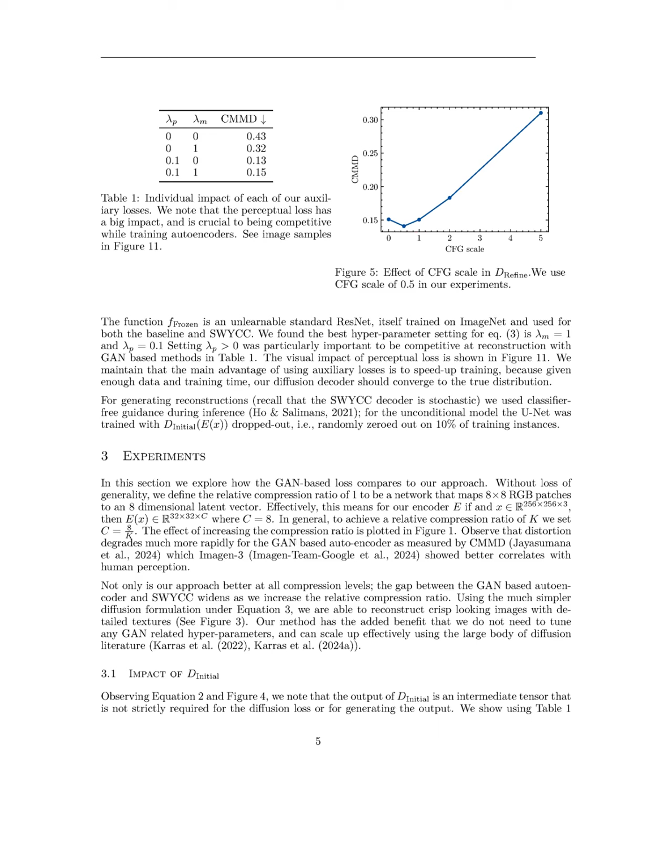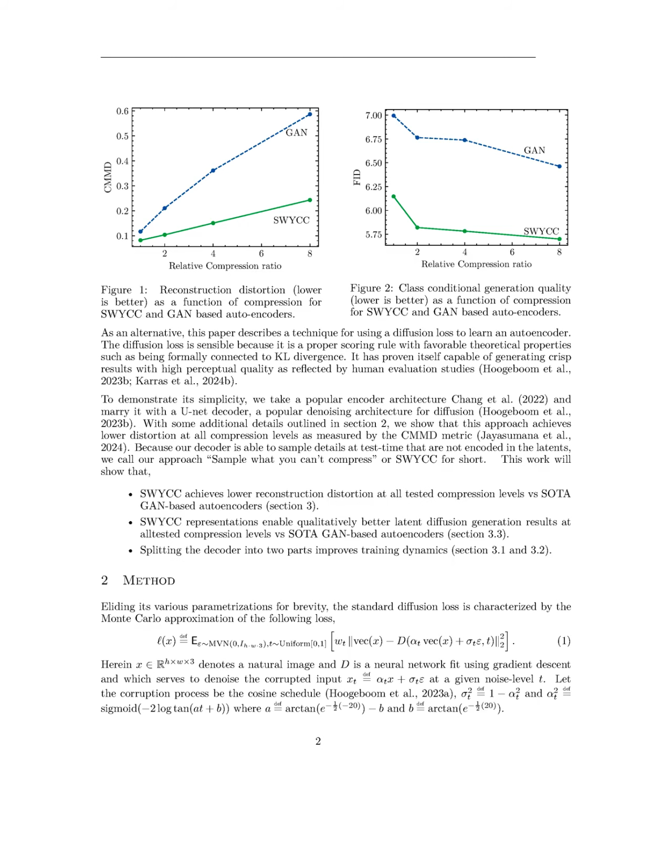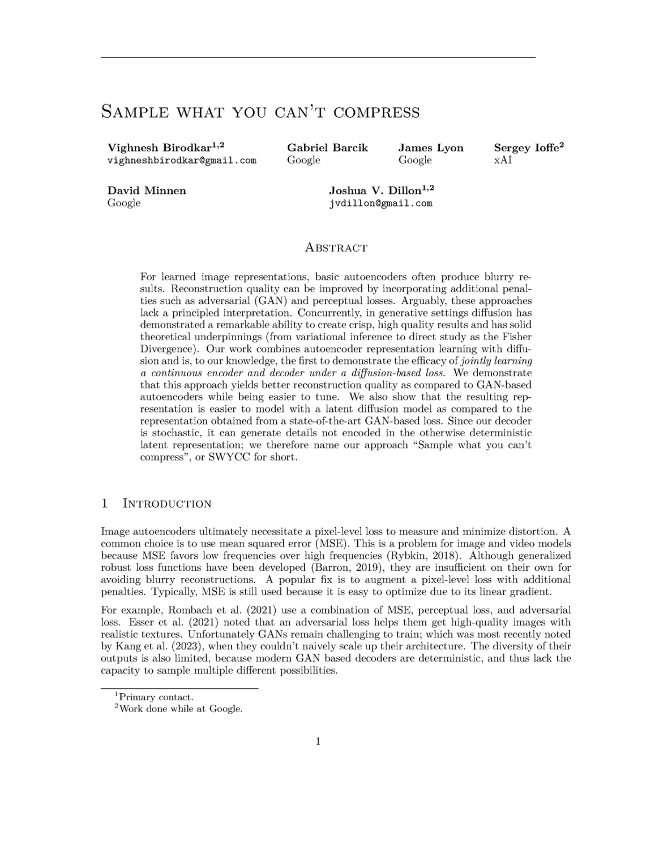To validate the effectiveness of SWYCC, we utilized the CMMD metric, which correlates well with human perception, and the FID, Frechet inception distance, for assessing the quality of generated images. The results indicated that SWYCC consistently achieved lower reconstruction distortion across all tested compression levels compared to state-of-the-art GAN-based autoencoders. Specifically, as the relative compression ratio increased, the performance gap widened, demonstrating that SWYCC maintained better image quality and detail retention.